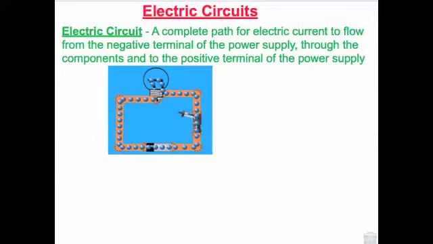An electric circuit is a complete path for electric current to flow from the negative terminal of the power supply through the components and back to the positive terminal of the power supply. The diagram below shows a power supply, in this case a battery, attached to wires, a switch, and a single bulb.